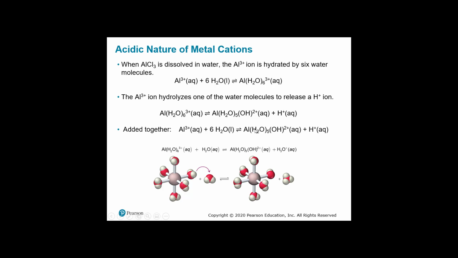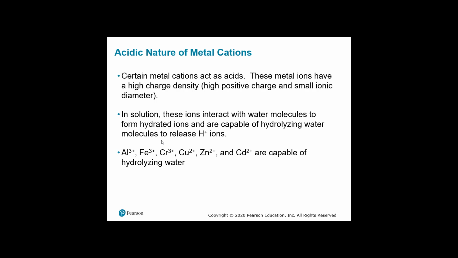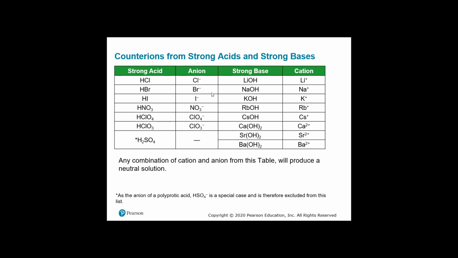So added together, that's what you're seeing with this overall reaction: by itself, it can take on those waters. Once it takes on the waters, it can release one of the protons, thereby creating an acidic solution. It still holds on to the hydroxide, but it can release that one proton. Certain metal cations act as acids. These metals have high charge density, so high positive charge and small ionic diameter. Here are some examples: aluminum, iron 3, chromium 3, copper 2, zinc 2, and cadmium 2. These are all capable of hydrolyzing water, which means they can create acidic solutions. These ions interact with water molecules and form hydrated ions, and once they do that, they can release protons into the solution.